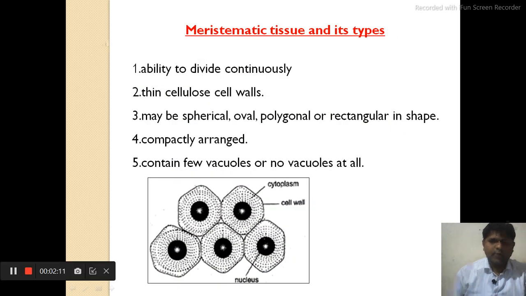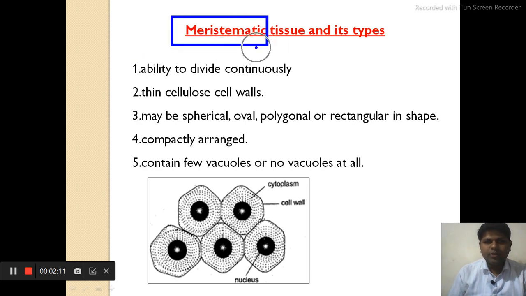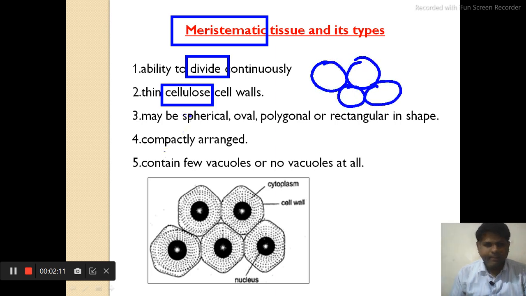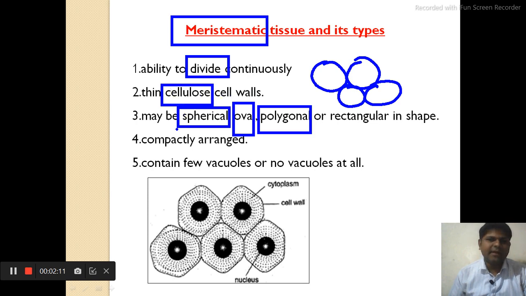The first type of plant tissue that we are going to study is the meristematic tissue. So whom do we call meristematic tissue? The tissues which are continuously dividing are called meristematic tissue. These tissues are mainly made up of thin cellulose walls, which means very thin walls, and they are rapidly dividing. They may be spherical, oval or polygonal, so they have multiple shapes.